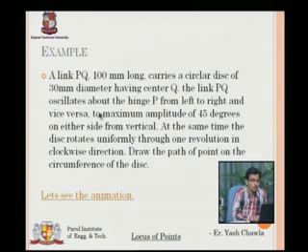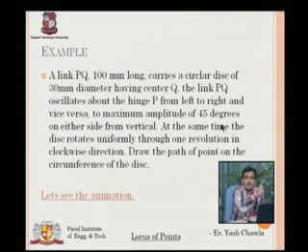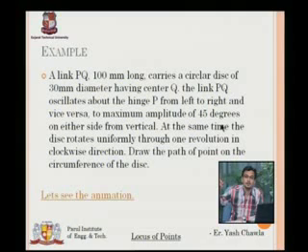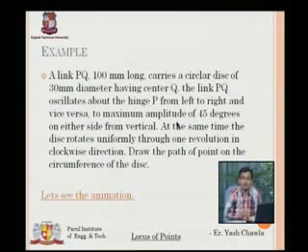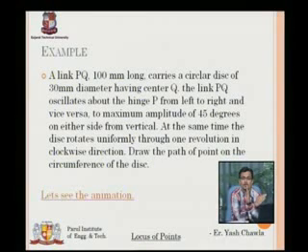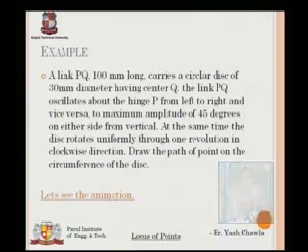The link PQ oscillates about the hinge P, that above point that was given, from left to right, from left hand to the right hand. It keeps on oscillating, vice versa, to a maximum amplitude of 45 degrees. So on the left we have a vertical. On the left hand side it will go 45 degrees, and then again on this side it will go 45 degrees. Again it will go 45 degrees this side, come here, then again 45 degrees this side.